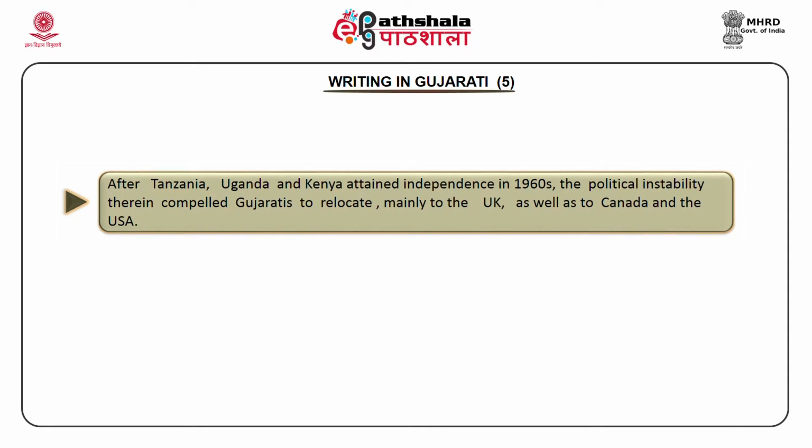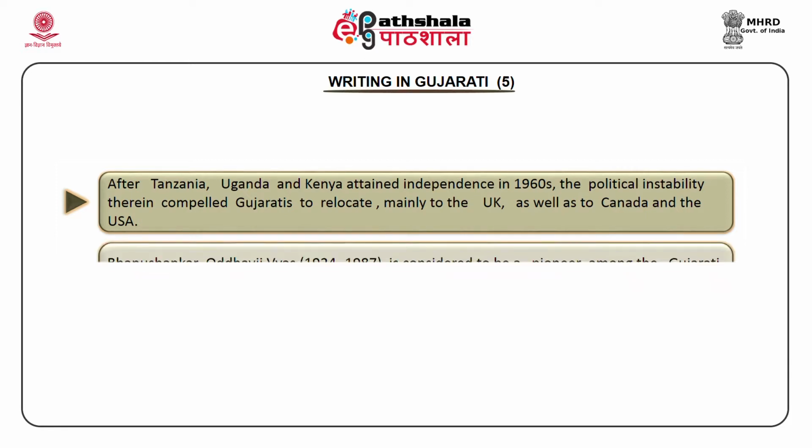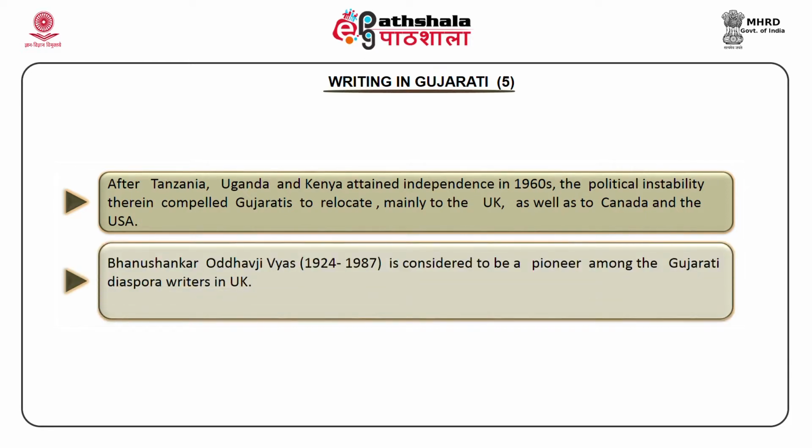The World Directory of Minorities and Indigenous People notes that between 1968 and 1974, over 70,000 Kenyan and Ugandan Asians arrived in Britain, a majority of them were Gujaratis. Bhanu Shankar Odavach Vyas is considered to be a pioneer among the Gujarati diaspora writers in UK. His novels have been serialized in Asmita, a literary magazine published by Gujarati Literary Academy. It narrates the psychological experiences of an old couple who takes shelter in the house of the protagonist of the novel.